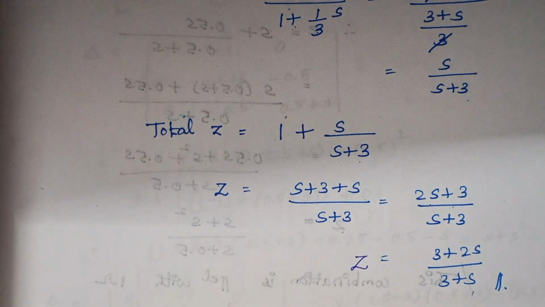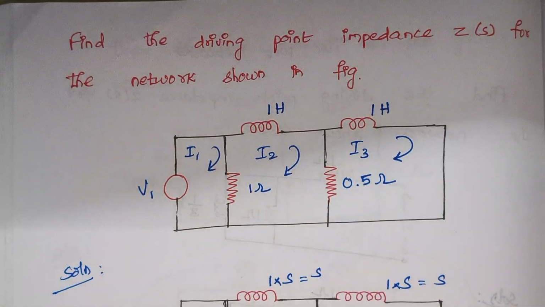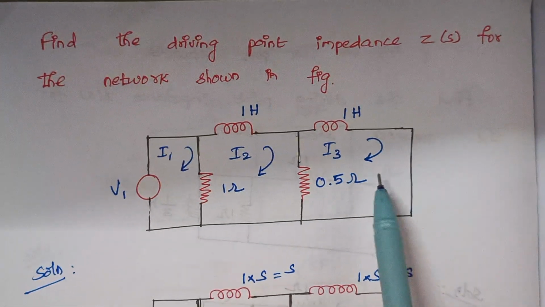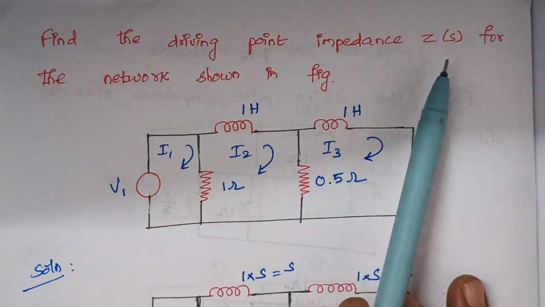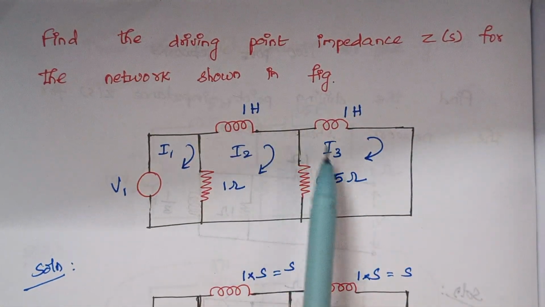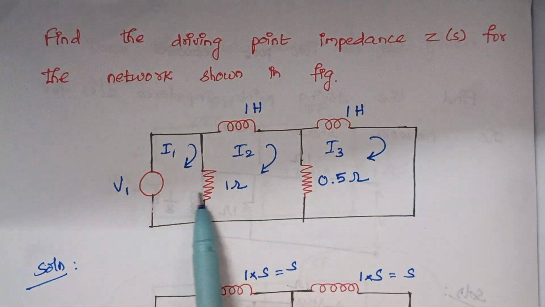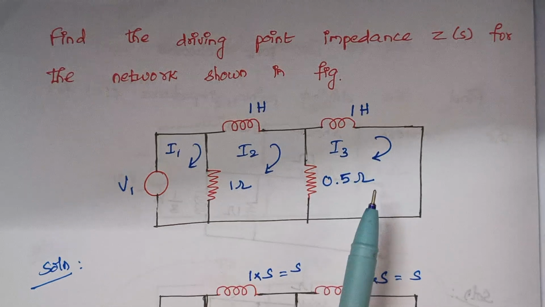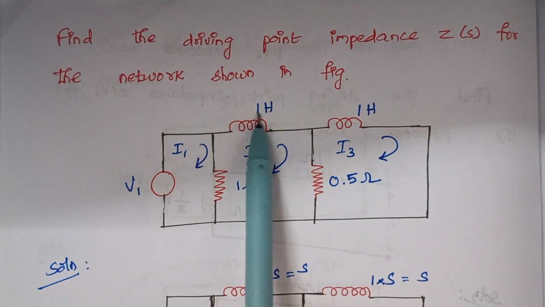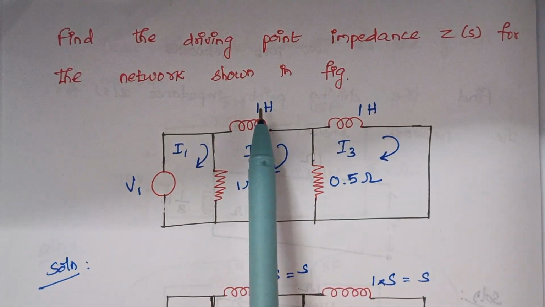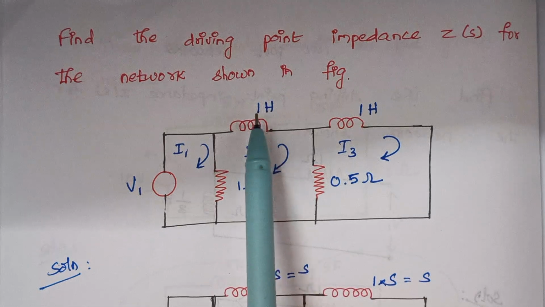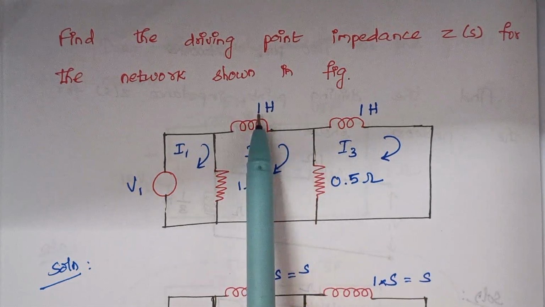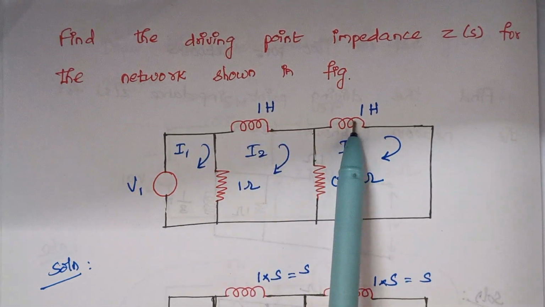Now we will proceed with our next problem. The problem is to find the driving point impedance for the network shown in the figure. Again this network consists of both resistors and inductors. What is the primary step? We have to convert this inductor into the form of S. So here you have to add an S to these values: 1 into S, again 1 into S.